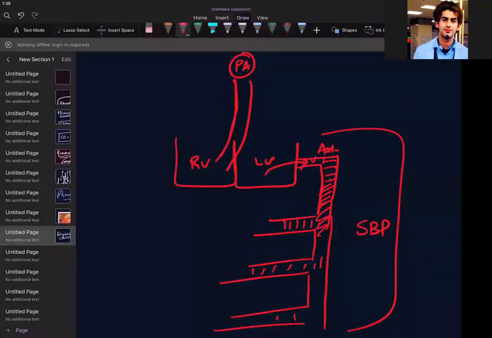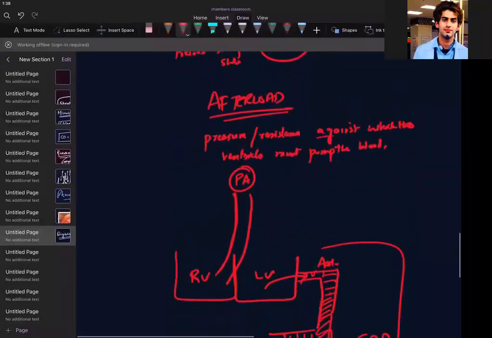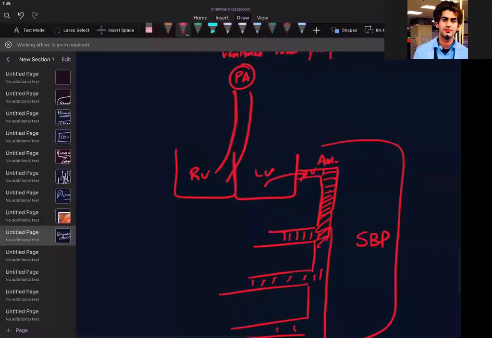On the afterload. Did you understand the definition I read? It's the pressure or resistance against which the ventricles must pump. So what is the ventricle pumping against? It is pumping against this resistance. What was preload? Preload was the column of blood against which it was pumping. What was the preload, guys?